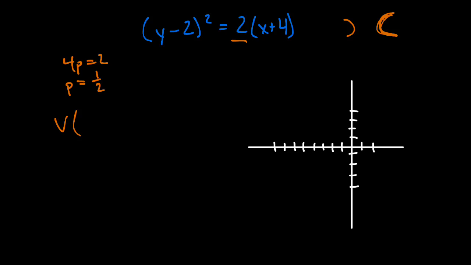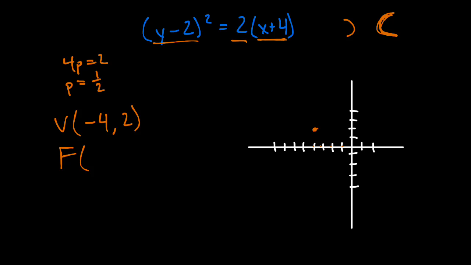For our vertex, our graph is shifted left 4 and up 2. So our vertex is at negative 4, 2. One common mistake might be using whatever's on the left side to do our horizontal and whatever's on the right as our up and down. But just make sure that whatever is inside the parentheses with the x, that is your left and right shift. Whatever is inside with the y is the up and down, regardless of which side of the equation those are on. So we've got our vertex, and then let's find our focus.